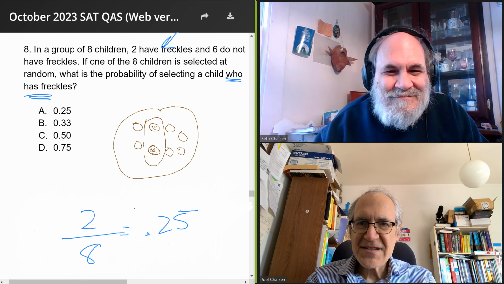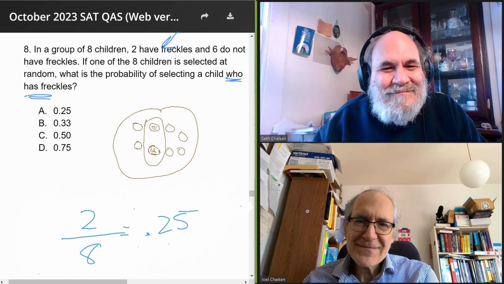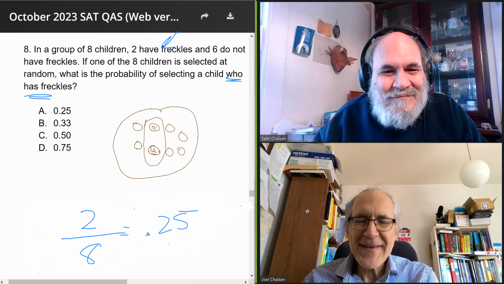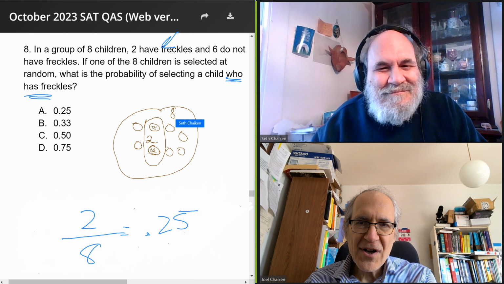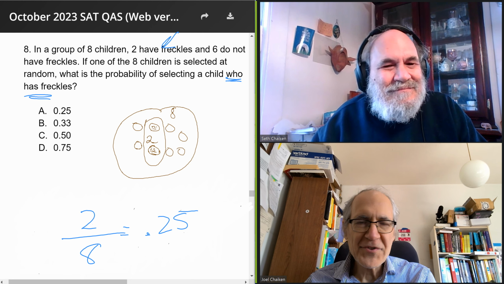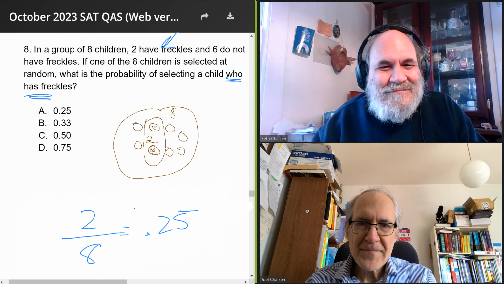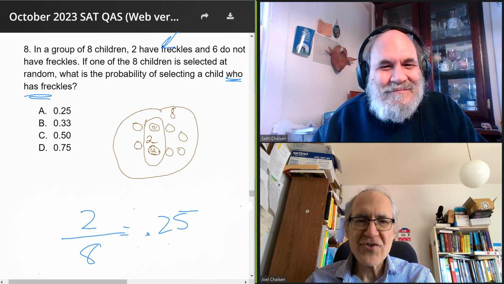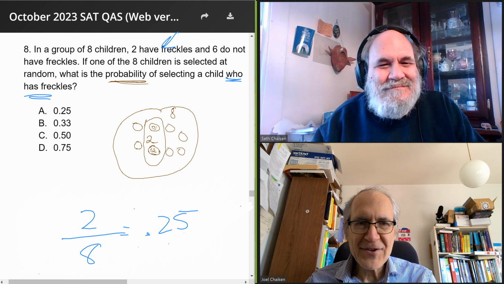Right. Yeah, this is just the basic definition of probability. Probability is just the number of choices that pass the test divided by the number of all choices. So you have to be sure to read the question, though. It looks pretty straightforward as an absolute straight probability question. What is the probability? So you need to know what probability means.